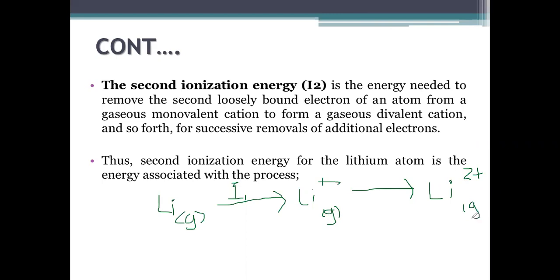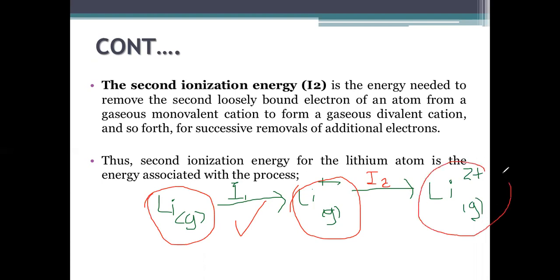Yeah. And this is I2, the second ionization. You can say about this: from the lithium gas, the neutral atom, you have formed the monovalent cation. That is the first ionization energy. And from the monovalent cation, if you want to prepare the divalent cation, the energy needed for that process is called the second ionization energy. This is the definition.